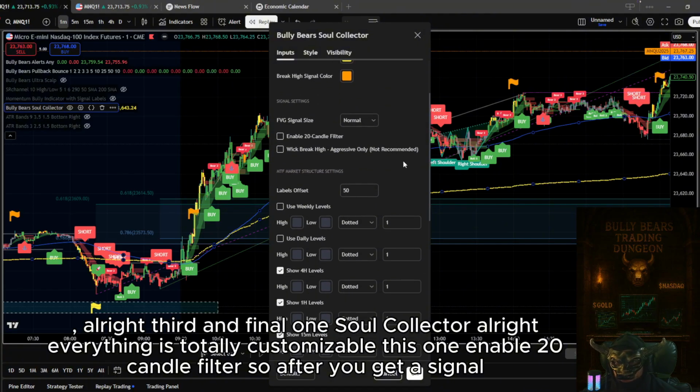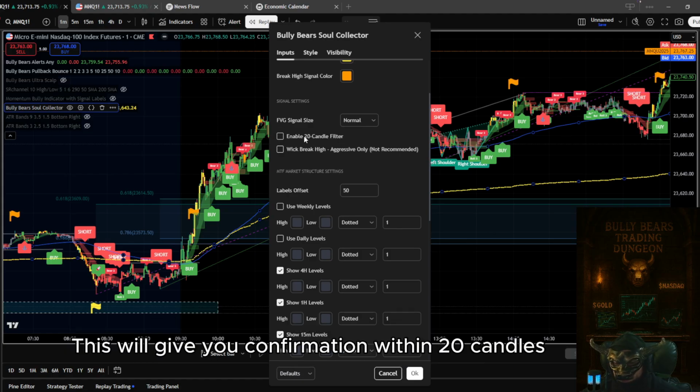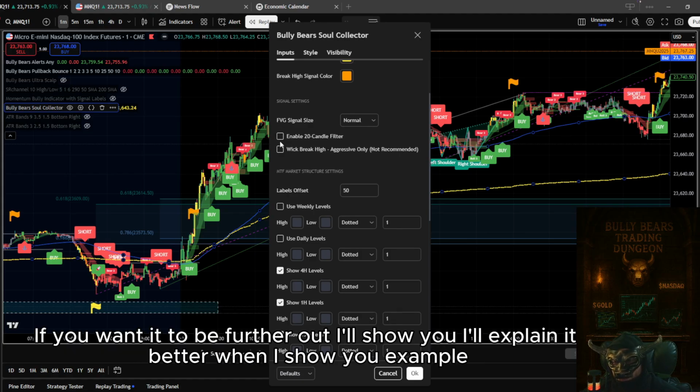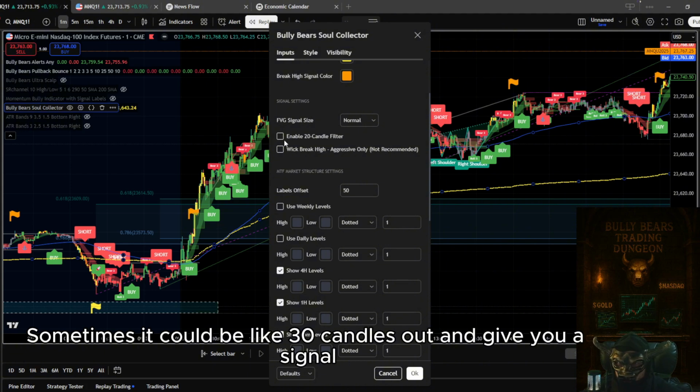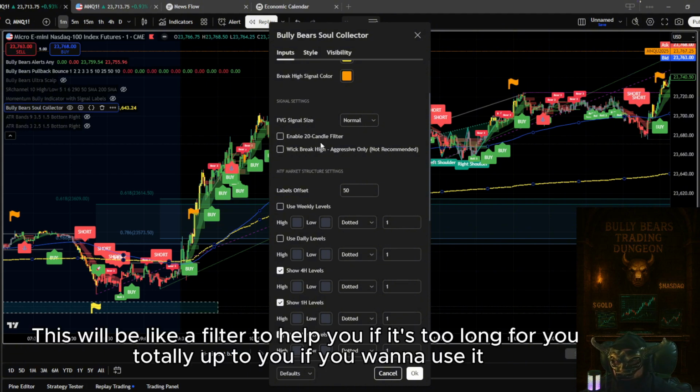Everything is totally customizable. This one, enable 20 candle filter. So after you get a signal, this will give you confirmation within 20 candles. If you want it to be further out, I'll explain it better when I show you an example. Sometimes it could be like 30 candles out and gives you a signal. This will be like a filter to help you if it's too long for you. Totally up to you if you want to use it.